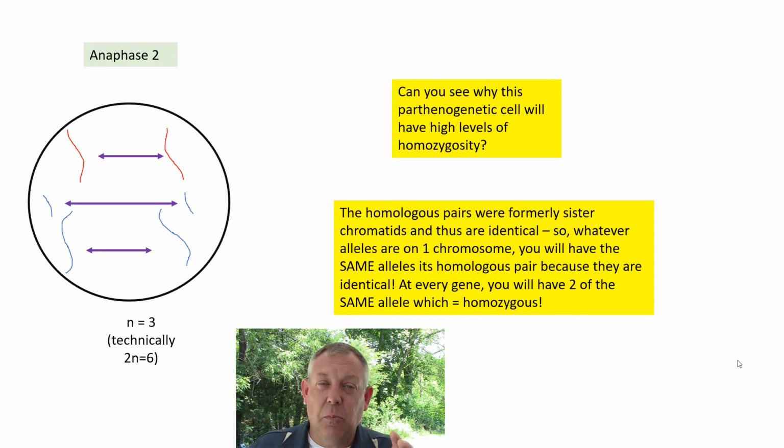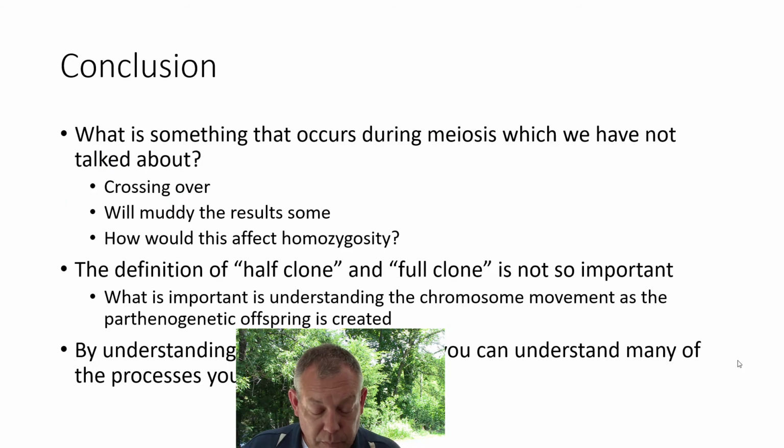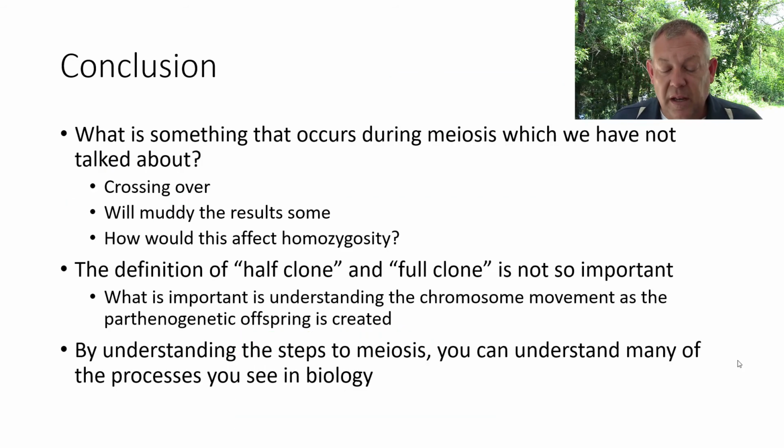So once you understand the steps, then all these other cool things start to make a lot more sense. Okay, and so in conclusion, what's something that occurs during meiosis that we haven't talked about? Remember, crossing over during prophase 1 is a big deal. Okay, that's going to muddy those results some, and that's going to affect homozygosity. I'm going to leave that to you to think about. I'm not going to tell you. But think about, how will crossing over influence this idea of high homozygosity in the parthenogenetic offspring? Think about that. It's interesting.